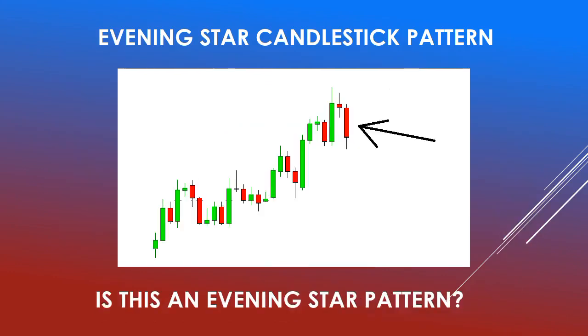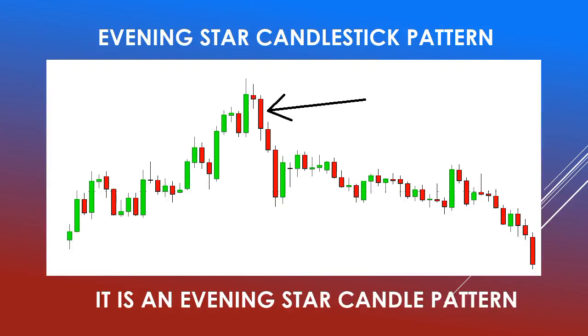Now we have a question. Look at the image on the screen. Is this an evening star pattern? The image on the screen where we have a candle formation with the arrow as indicated, is it an example of the formation of an evening star pattern? Yes, it is an evening star candle pattern, and we can see what happened after the formation of the pattern. Price took a fall, and the bears, or the sellers, took perfect control of price and drove price down to the right side of the chart.